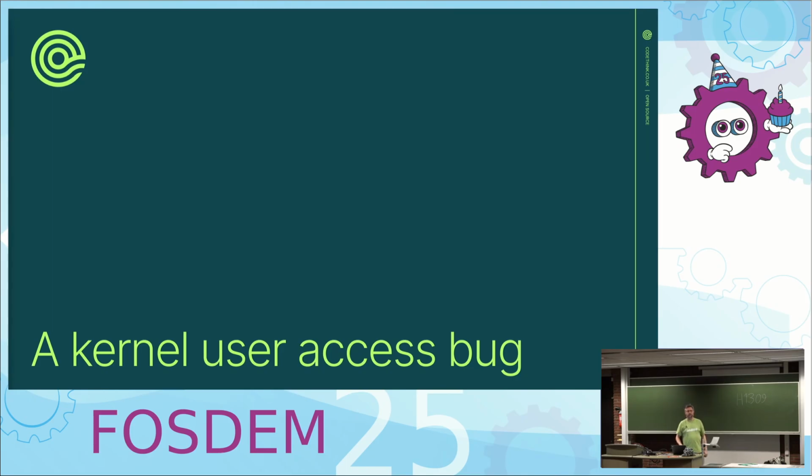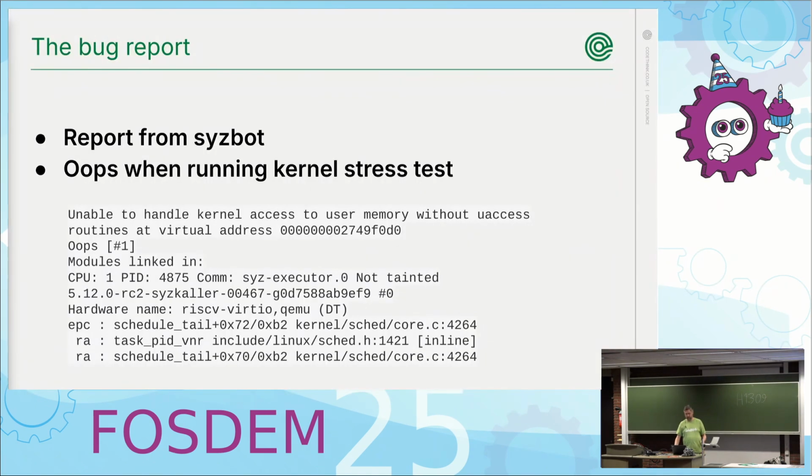So the first one, I think chronologically the first one we found, is a kernel user access bug. We'll start with the bug report. There is a testing system called syzbot that goes through a number of different architectures. It's an automated system which looks for bugs with things like stress testing. And we got this bug report on the mailing list about a user space process causing a kernel oops.